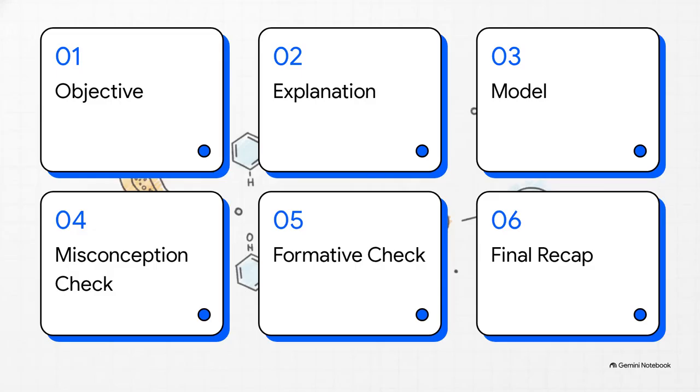Here's a quick look at our roadmap for this explainer. First, objective, obtaining cellular energy. Second, explanation, photosynthesis and respiration. Third, model, energy and carbon flow. Fourth, misconception check, matter and energy. Fifth, formative check, assessing understanding. And we'll wrap up with number 6, final recap, core energy concepts. Let's get right into it.